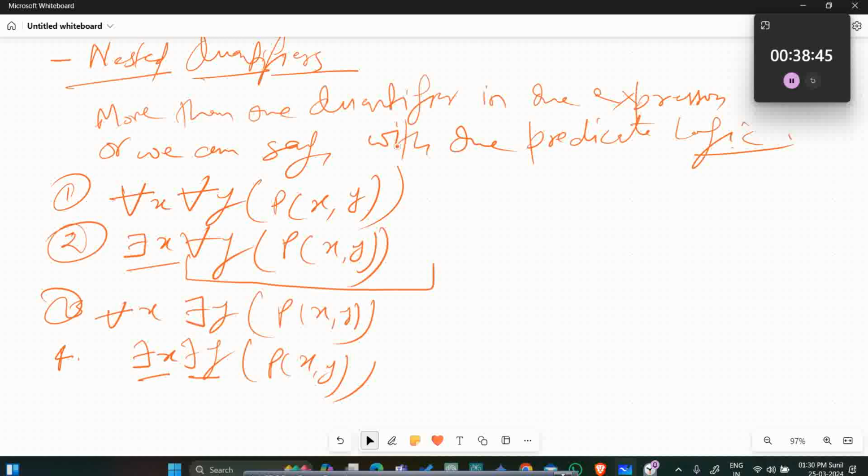Holds true. Next will be for all y, there exists some x for which p(x, y) is true. Now we will solve some examples here.